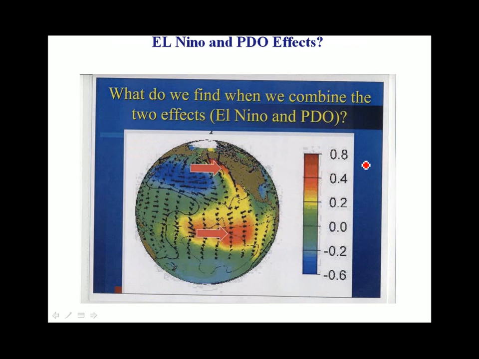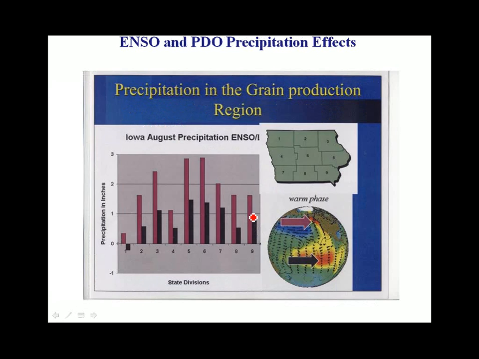Well, what I did is I said, what if we add in the effects of the Pacific Decadal Oscillation and take a look at corn yields? So the positive phase: above normal temperatures from Washington to Alaska, and above normal temperatures in the equatorial Pacific, indication of an El Nino.